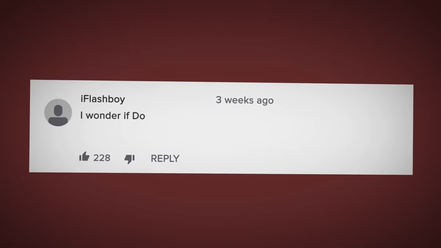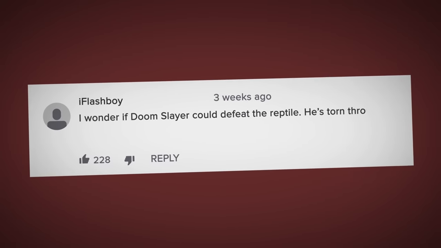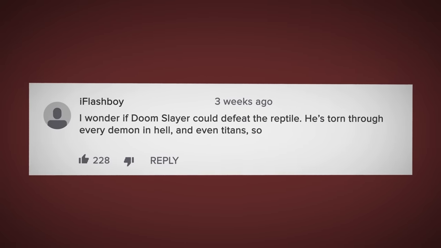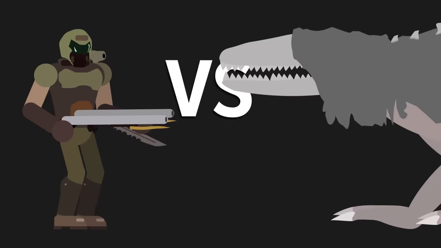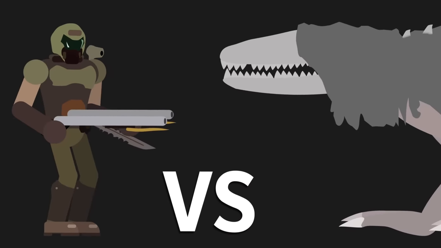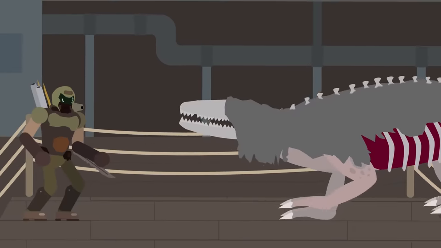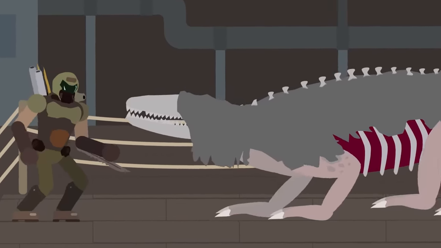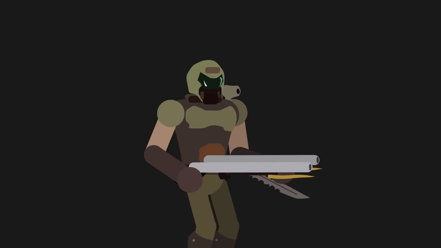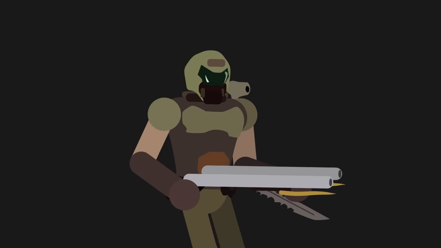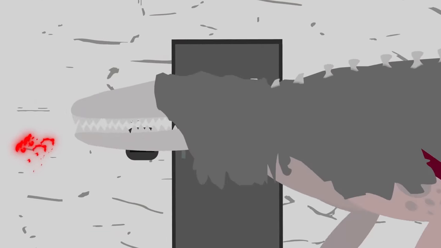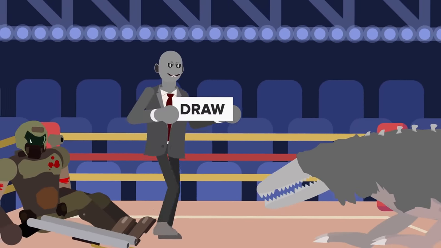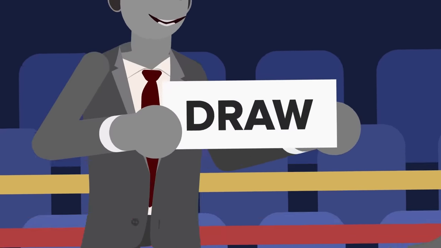iFlashboy said, "I wonder if Doomslayer could defeat the reptile. He's torn through every demon in hell and even Titans. So would 682 be a challenger or just another Tuesday for the Slayer?" That's a slightly trickier one. Of course, since they exist in different universes, we'll never see an official battle between the Doomslayer and SCP-682. However, given that the Doomslayer's weapons are all conventional, meaning largely based around slashing, crushing, shooting, and blasting, we don't know whether he'd actually be able to slay the beast. That being said, we don't know if 682 could kill him either. We could have a stalemate on our hands here.